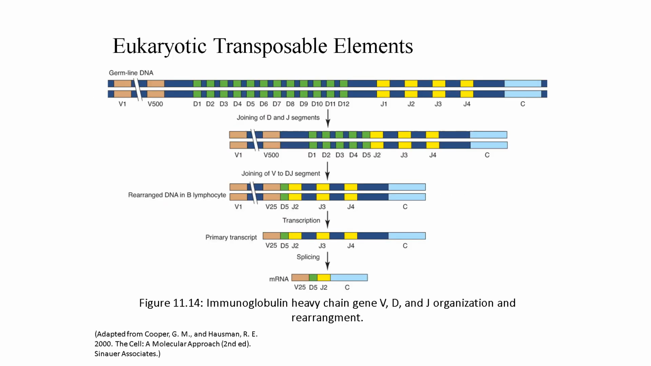This figure depicts how V, D, and J segments are rearranged to produce a functional immunoglobulin gene. Initially, these segments are separated, but recombination joins them to a constant region. This rearrangement is essential to generating functional antibodies capable of recognizing diverse antigens.